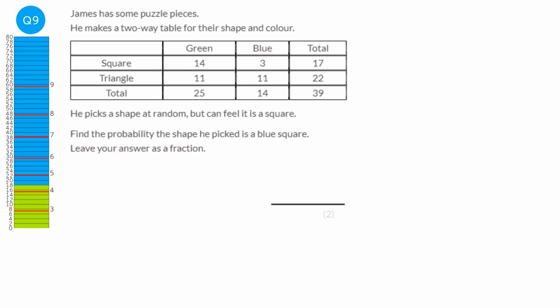So we know that James knows that he has a square, so we can actually get rid of all of this bit. It's not relevant at all to the question. And the question asks, what is the probability that the square is blue? Well, there are 3 blue squares, so it will be 3 over, and how many are there in total? Well, it says the total is 17.